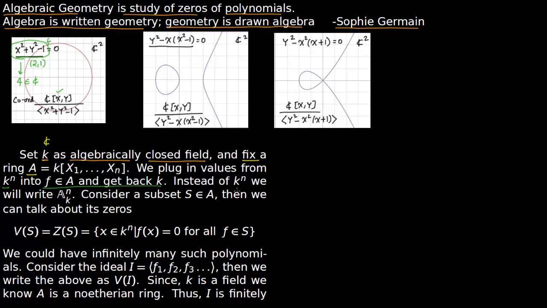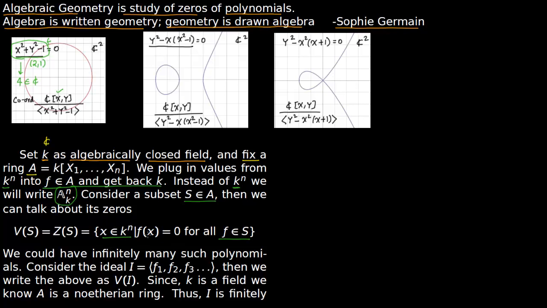Now instead of Kⁿ, in algebraic geometry, people write it as A with subscript K and superscript n. This just shows that the origin does not hold any special place here. So now consider a subset S of A, that is a bunch of polynomials in this ring. Then we can talk about its zeros. So x is in Kⁿ such that f(x) is 0 for all f in this set S. Now these are common zeros. So all these polynomials vanish on this set.